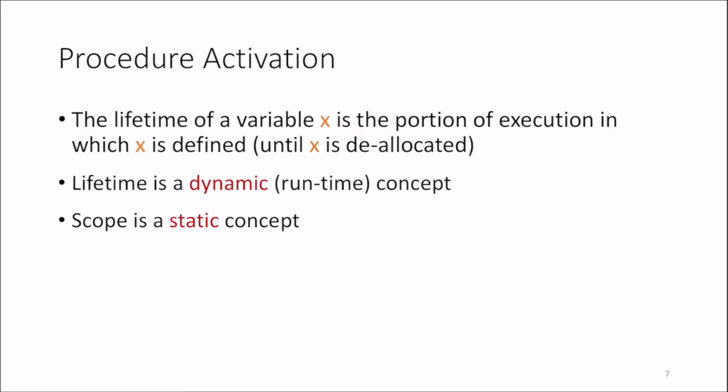So the lifetime of a procedure is a dynamic or runtime concept, whereas scoping, which is what we saw in the scoping lecture notes and symbol table, etc., is a static concept. That's done when you analyze the structure of the program. You can analyze scope, but the lifetime is a dynamic concept.